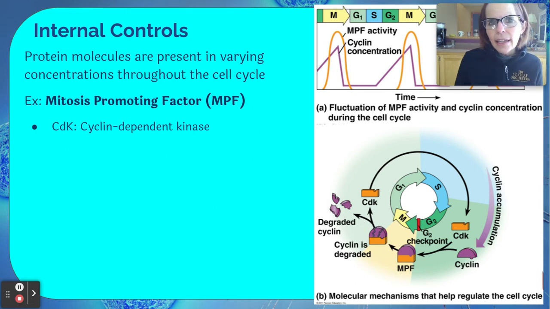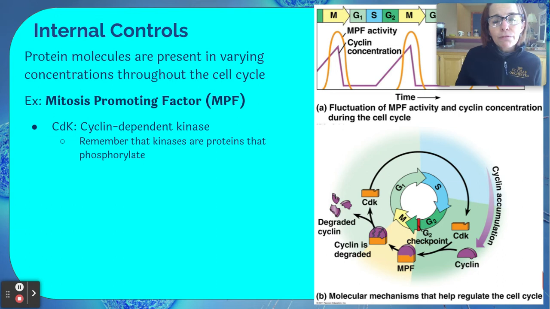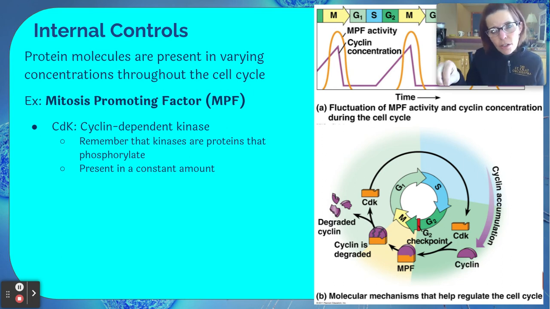So CDK is called a cyclin-dependent kinase. Now, if you remember from two notes ago, kinases are proteins that phosphorylate other molecules. So they add phosphates to other molecules. So cyclin-dependent kinase is present in a constant amount. So take a look at the cell cycle. Notice we've got M, G1, S, and G2. Look at CDK. It's the orange puzzle piece. That's an enzyme. It's a protein.